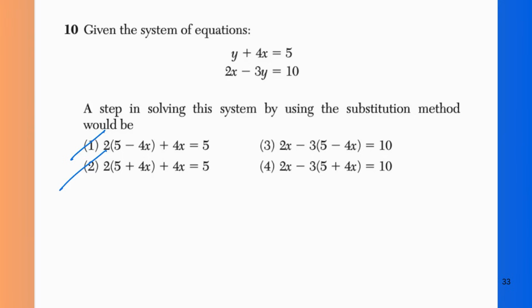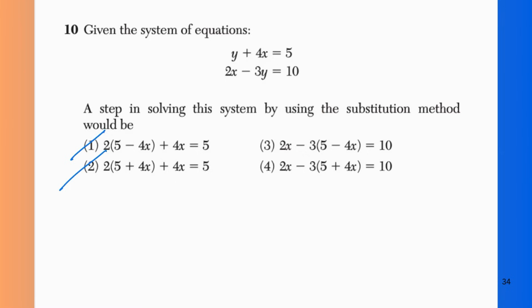So in 3 and 4, we see that they're equal to 10. So that means that they were looking to substitute into the bottom equation. So what you notice is that the 2x remains the same. The -3 remains the same in both of these, but then the y gets replaced with what's in these parentheses. So we have to figure out which of these two is correct. They kept the 2x, they kept the -3, they replaced y with these parentheses. So one of these parentheses is equal to y. We have to find out which one.